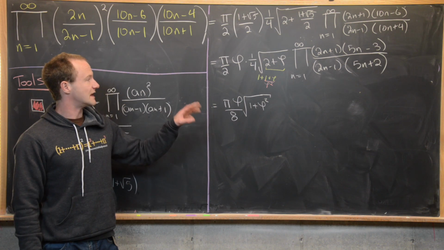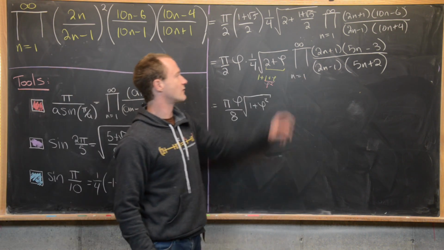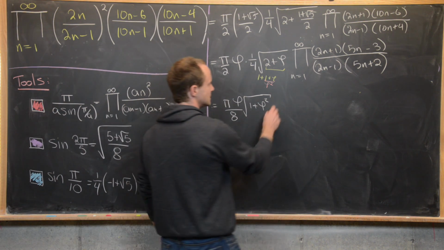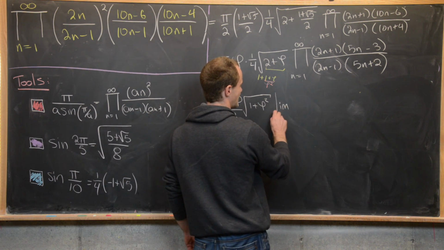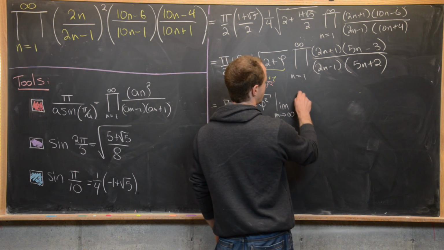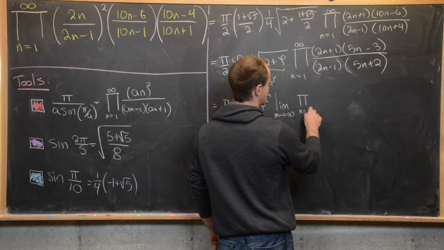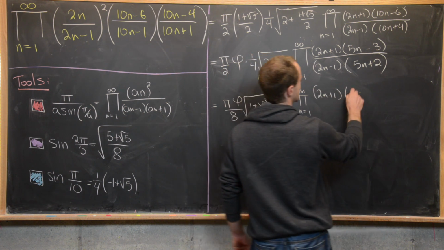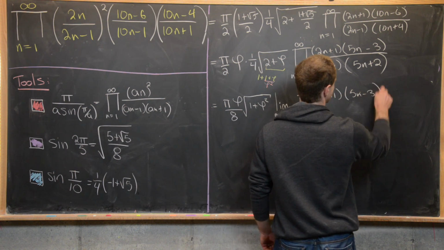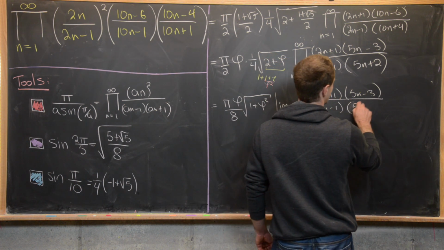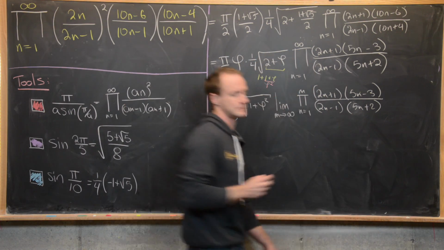Okay, so the next thing that I'm going to do is rewrite this as a limit of a partial product. So I'm going to write this as the limit as m approaches infinity of this product as n goes from 1 to m of 2n plus 1 times 5n minus 3 over 2n minus 1 and then 5n plus 2.